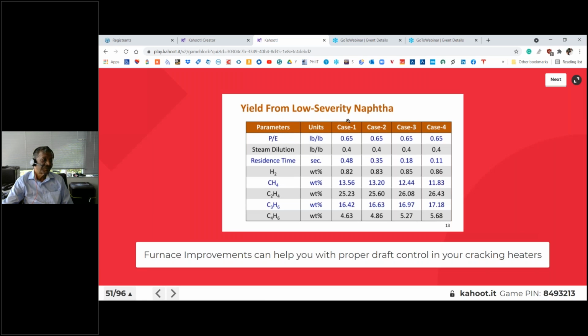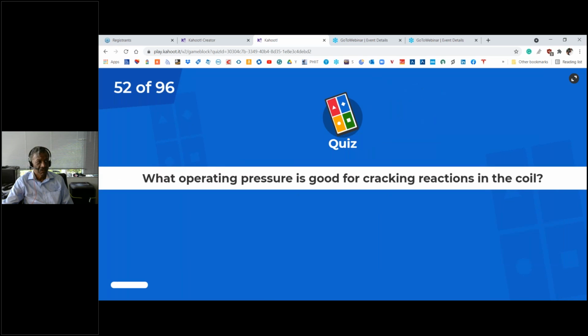These are the yields from low severity naphtha. Again, you can see how we get only about 25% ethylene and 16%, 17% propylene, and then this is butylene. So it's a very different situation here when you crack naphtha.